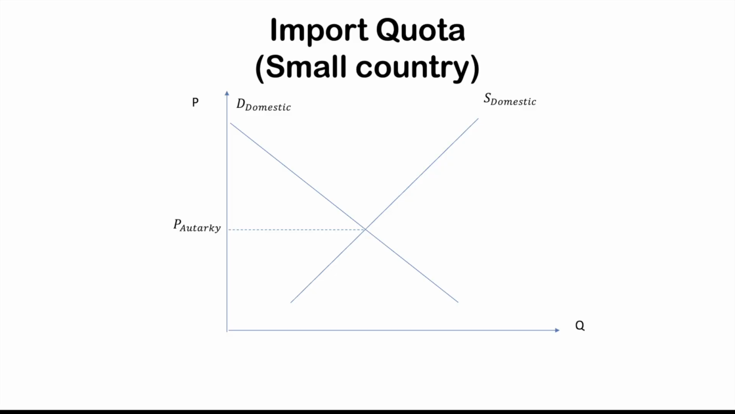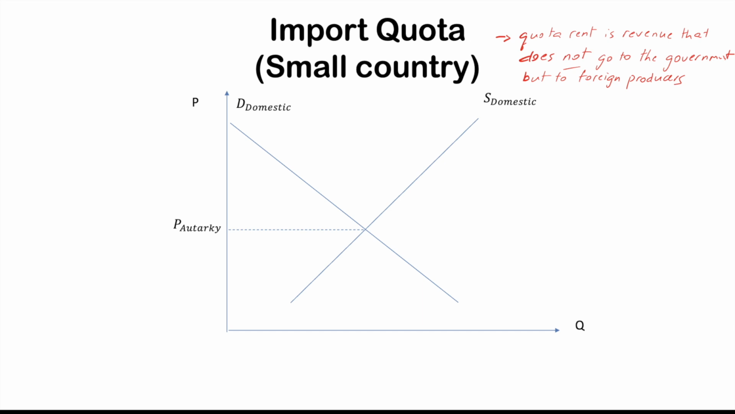Let's go over an example of an import quota. One difference between the import quota and import tariff is that quota is a limit on the number, not the price, the number of imports in the country. Another difference that is quite substantial is that quota rent is the revenue that does not go to the government, but to the producers of the foreign country that exports the good.